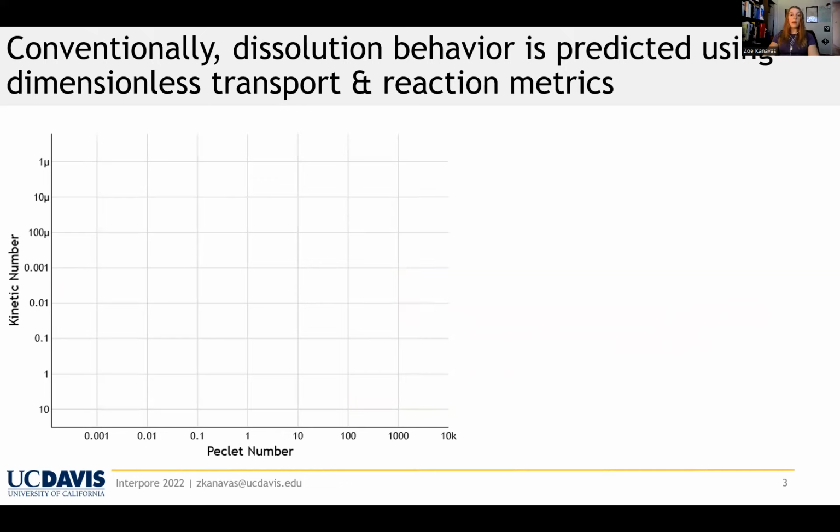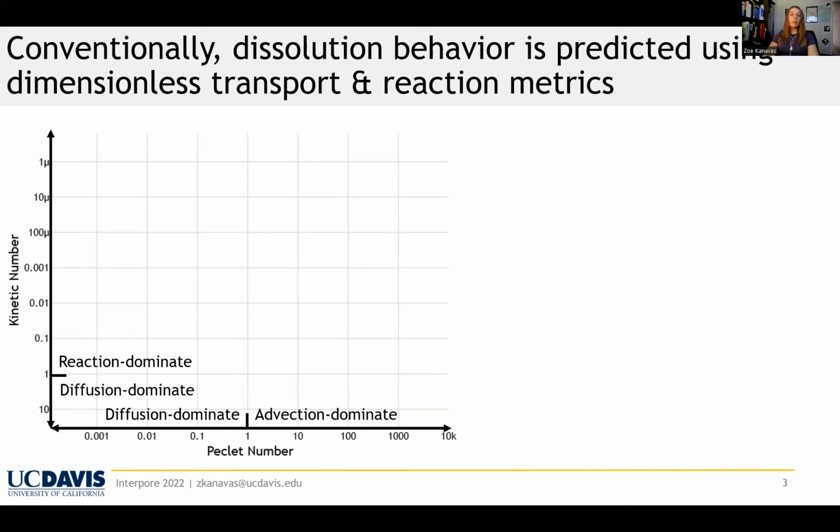Conventionally, dissolution behavior is predicted using the dimensionless transport and reaction metrics in the form of a phase diagram, namely the Peclet and kinetic numbers, where the Peclet number compares the advective to diffusive transport rate, and the kinetic number compares the diffusive to reaction rate.